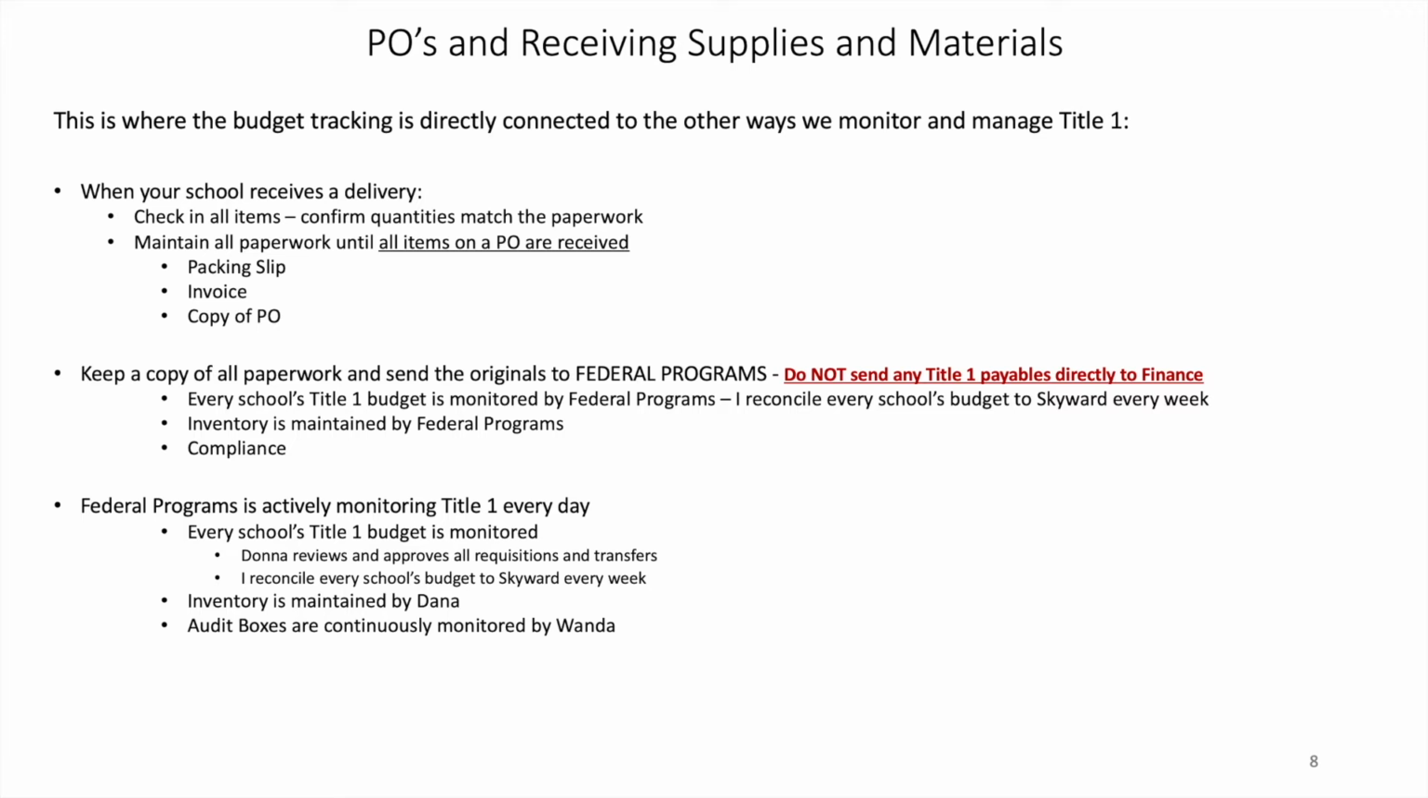Every school's Title I budget is monitored by federal programs. I personally reconcile every school's budget to Skyward every week. And this information that you send through us helps me to keep accurate balances as well. Inventory is maintained by federal programs, and the other reason for sending the paperwork through us is compliance with the Department of Education.